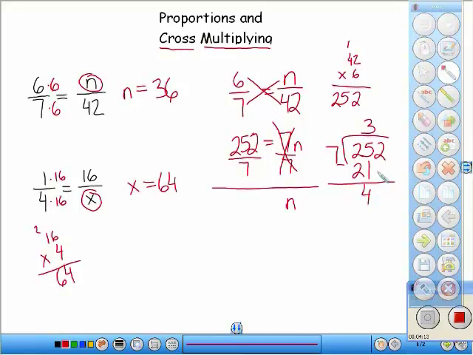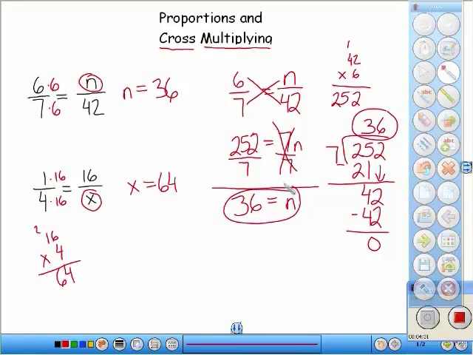Subtract 4. Bring down the 2 and do it again. 7 goes into 42 6 times. Multiply it out. There we go. So 36. So n equals 36, which you can see is the same thing that I got up here. So I could do the same thing down here.